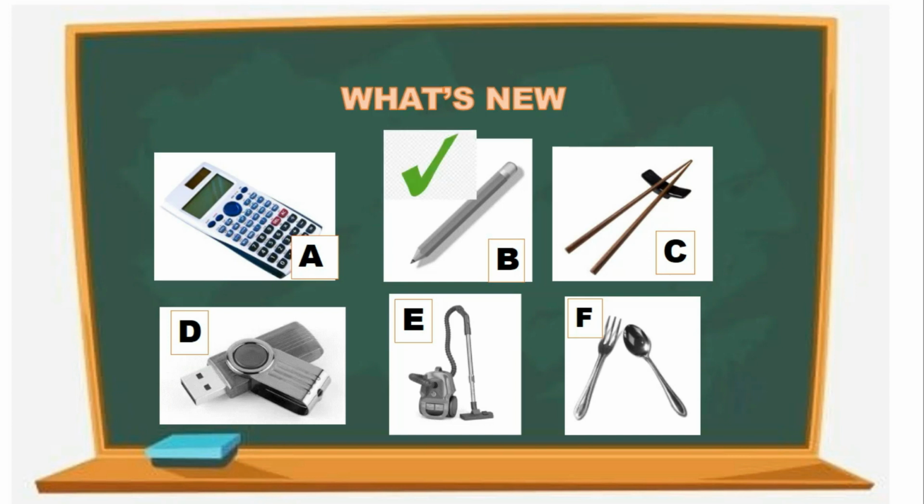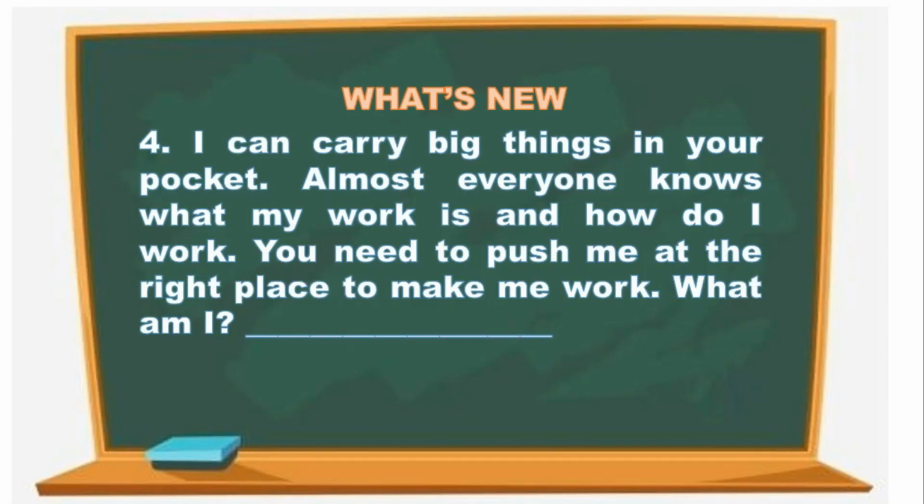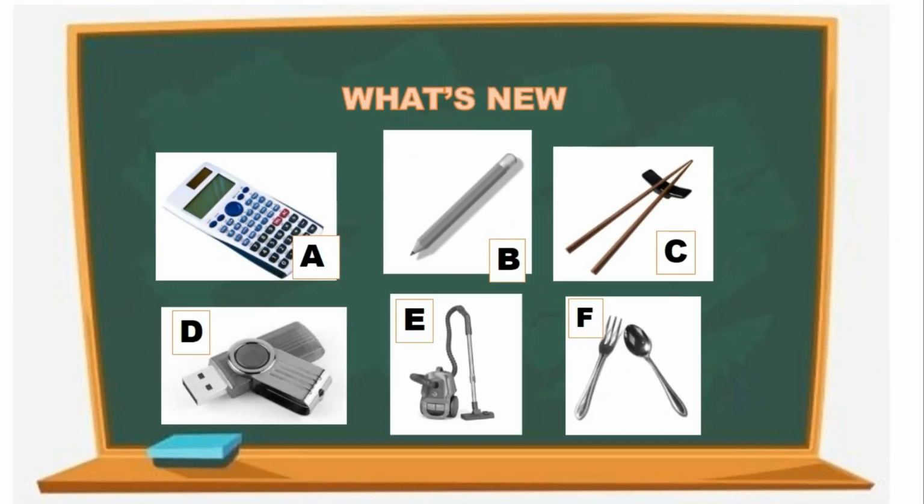The correct answer is letter B. Pencil. I can carry big things in your pocket. Almost everyone knows what my work is and how I work. You need to push me at the right place to make me work. What am I? A. Calculator, B. Pencil, C. Chopstick, D. Flash drive, E. Vacuum cleaner, F. Fork and spoon.